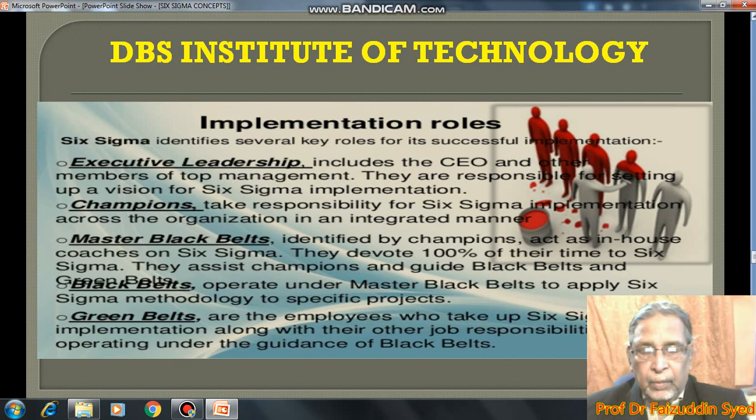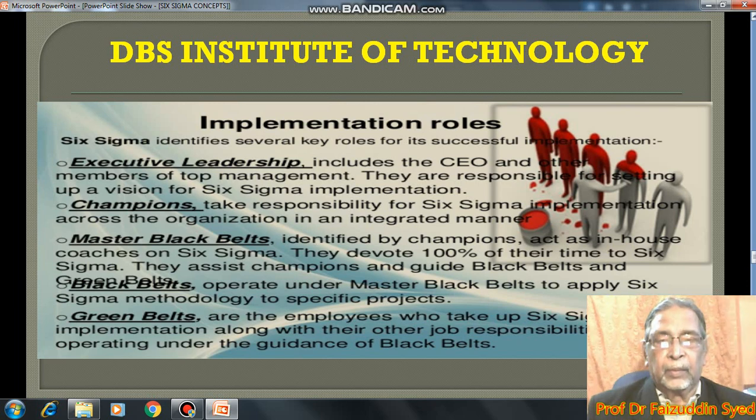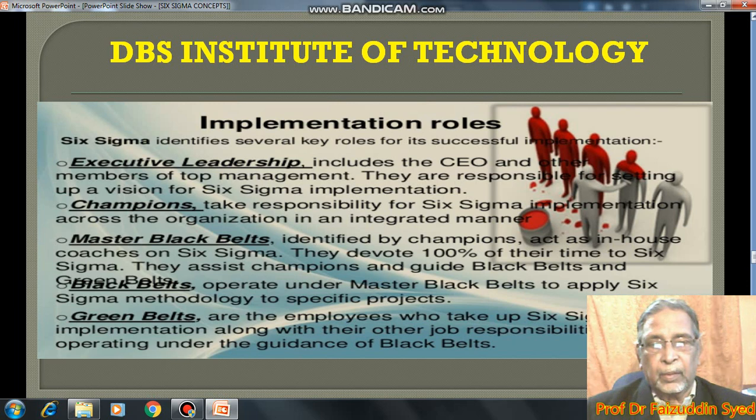Then black belts. They operate under master black belts to apply Six Sigma methodology to specified projects. Then finally the green belts. They are the employees who take up Six Sigma implementation along with their job responsibilities, operating under the guidance of black belts.